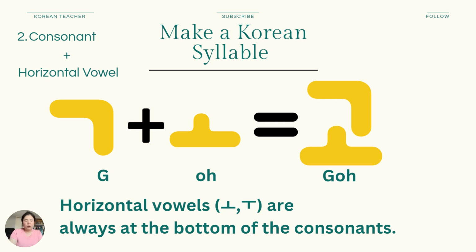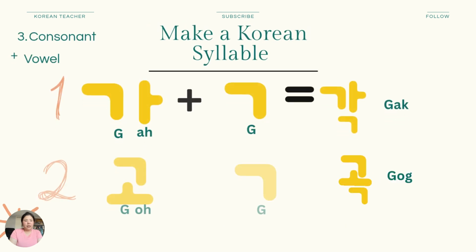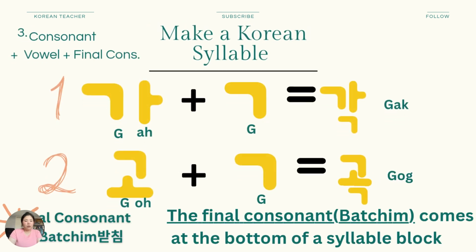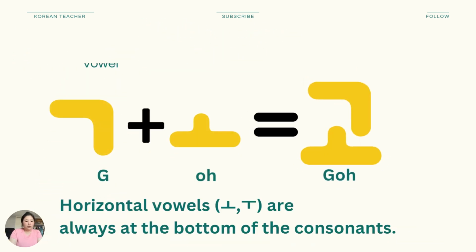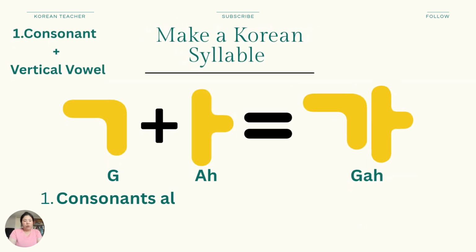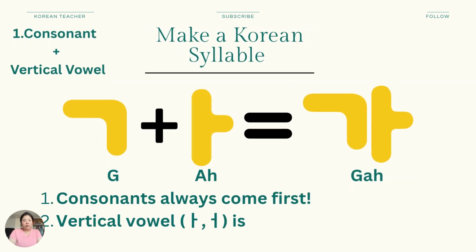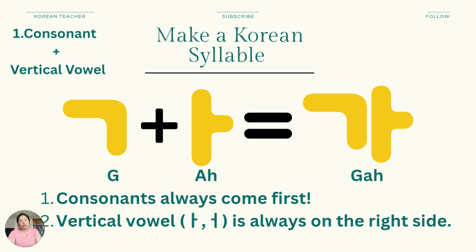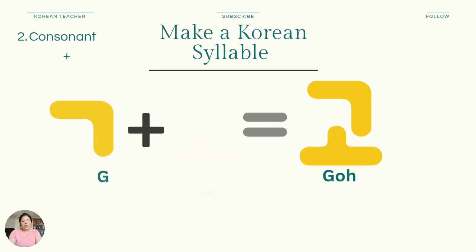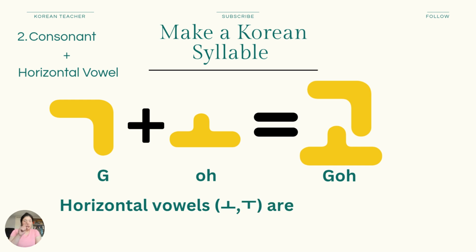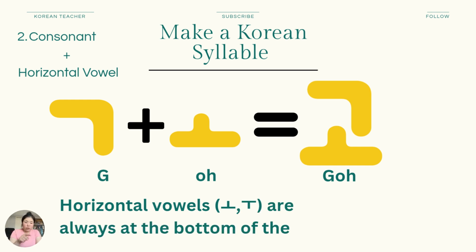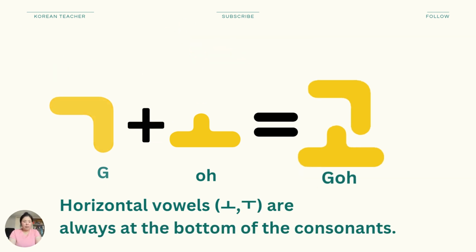So what you need to remember is here: the vertical vowel goes on the side, and then, yes, the horizontal vowel goes under the consonants. All right.